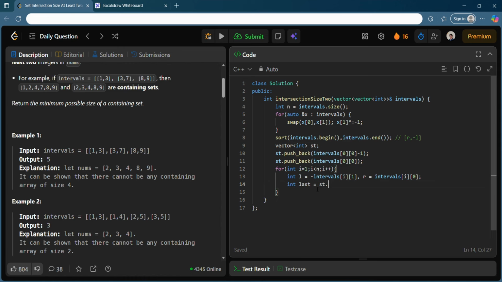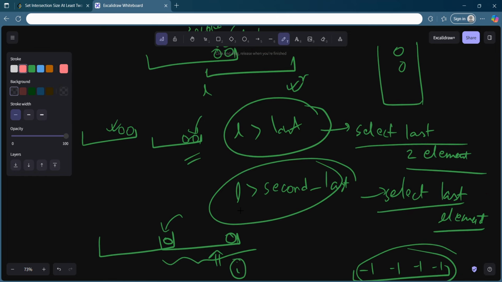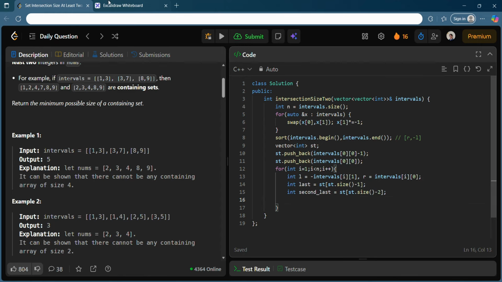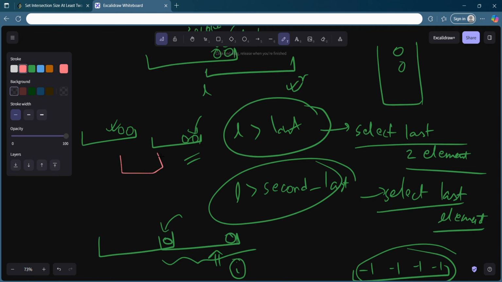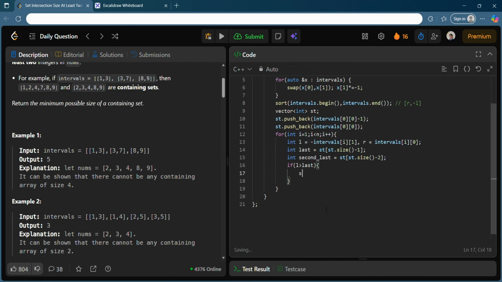What is the last element? It is nothing but set of, you can just call it, set dot size minus 1. And what is the second last element? You can just have another variable, second last, which is set dot size minus 2. So right now you have the last and the second last element, and what was your algorithm? If L is greater than the last element, it means the two intervals are separated from each other. So if L is greater than the last interval, you don't have to do anything, you have to simply push back the last two elements.